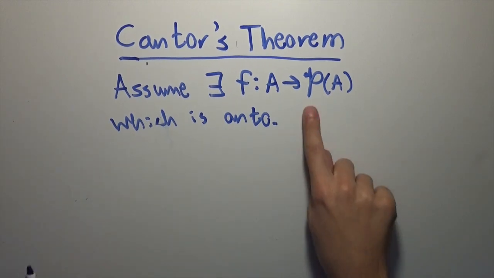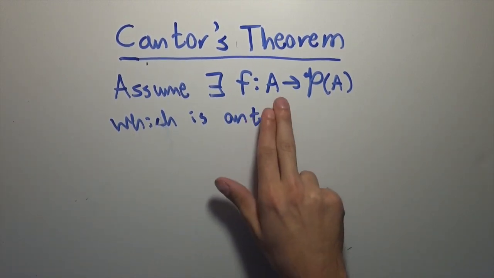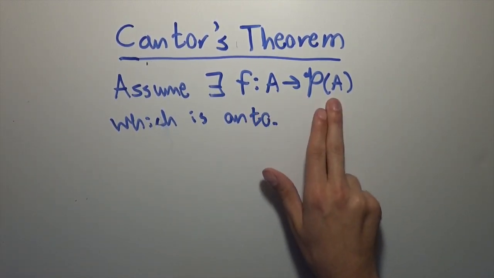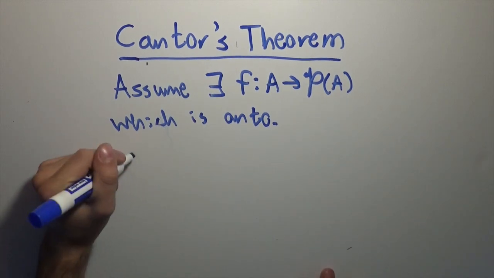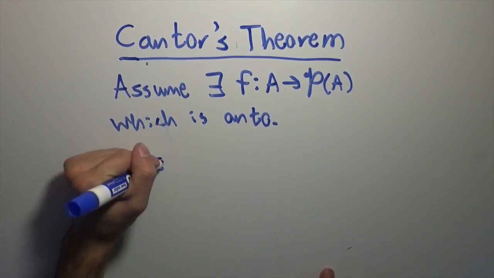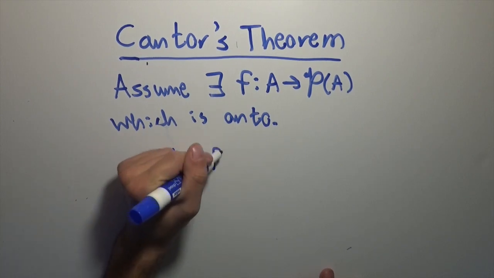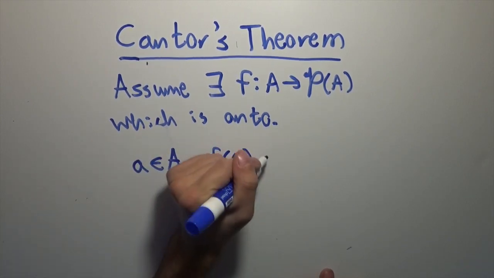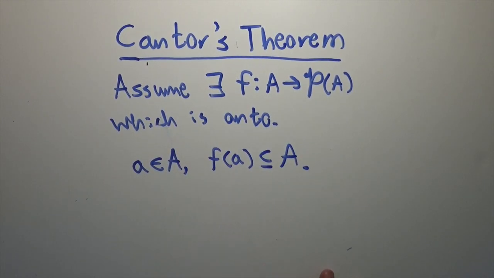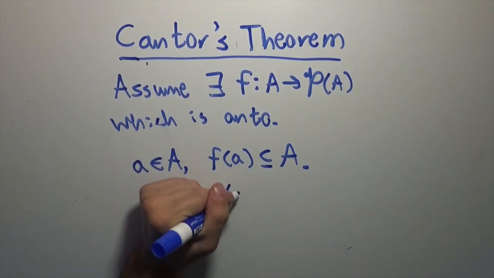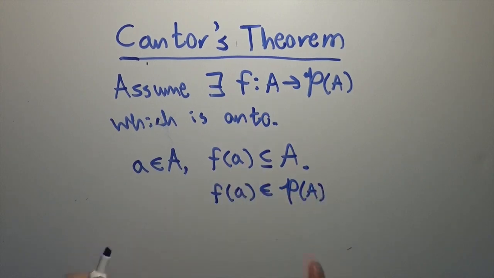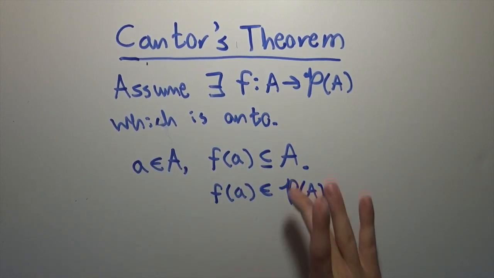So f is a function that takes each element of A and maps it onto an element of the power set of A. That is to say that for all little a inside of A, f(a) is a subset of A. That's what that's saying. So f(a) is an element of the power set of A, but it is a subset of A, right? Because the power set of A is the set of all subsets of A.